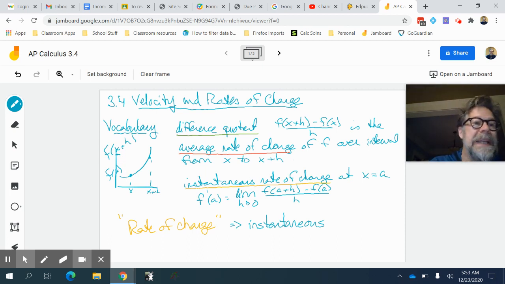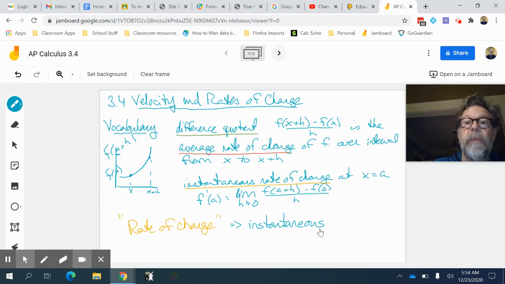Instantaneous rate of change is the limit of that quotient as h gets closer and closer and closer to 0. So we take the limit as h goes to 0, and we say that that's the derivative, f prime, however you want to look at it, but we're taking some specific value of x, x equals a, and taking that limit. And when we say rate of change, we imply instantaneous. So anytime you see the words rate of change, it means instantaneous. If we want the average rate of change, we will say find the average rate of change, as opposed to just find the rate of change.